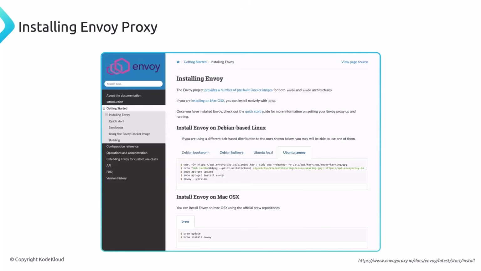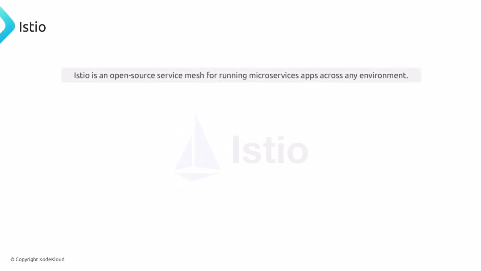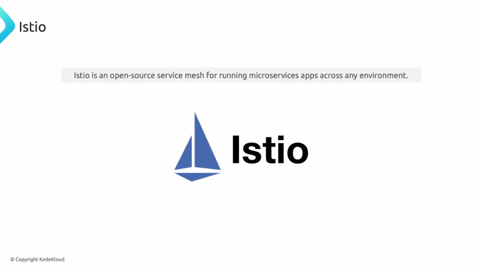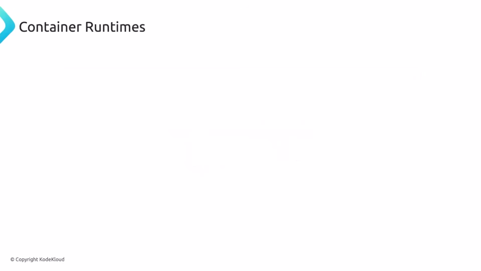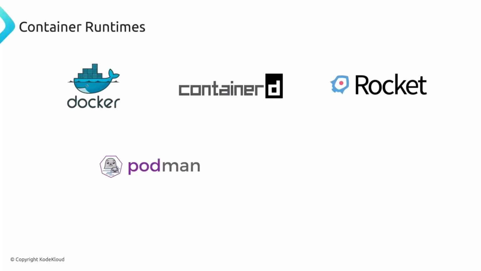Let's talk about it. Now that we know what a sidecar is, we need to understand what Istio is. So Istio is an open source service mesh that helps organizations run distributed microservice-based apps anywhere. But what does that really mean, right? As you probably already know, there are many types of container runtimes. There is Docker, of course. We have containerd, rkt, Podman, CRI-O. There's also LXC, Mirantis, etc.